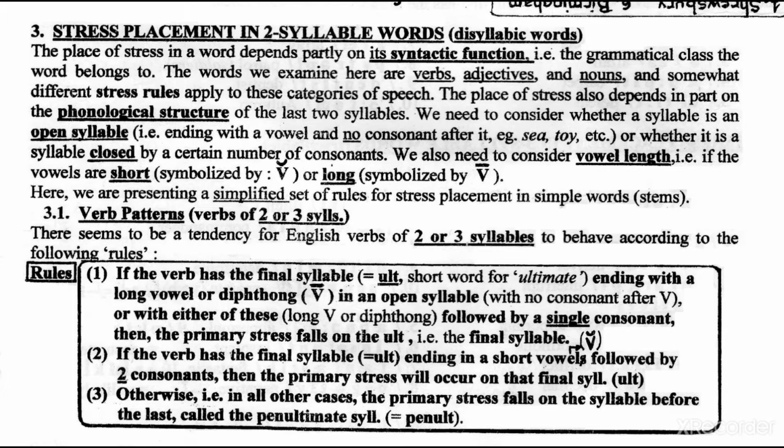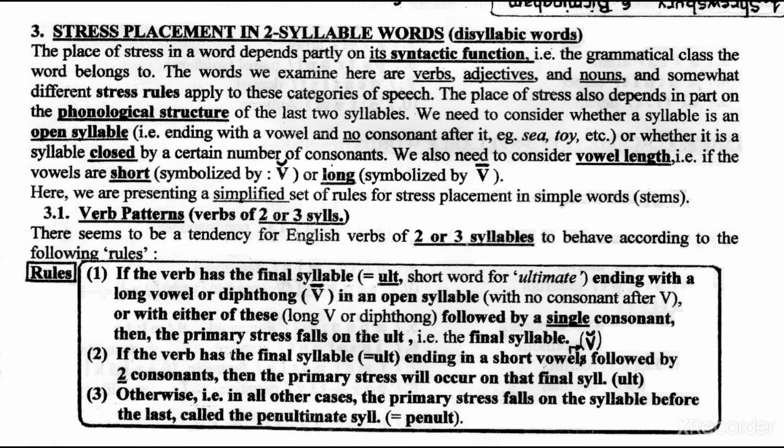For example, the word see. In the word see, it's 1 syllable, ending with e, a long vowel, which is the peak, but no consonant after the peak, so it's an open syllable. Another example, the word toy. It ends with a diphthong and no consonant. So here again, toy is an open syllable.